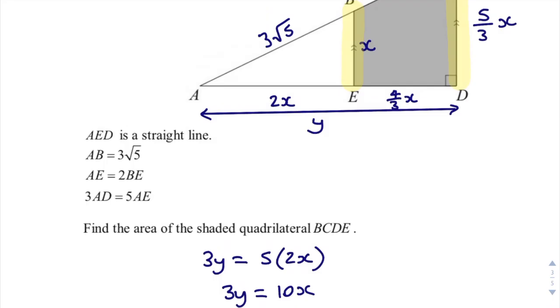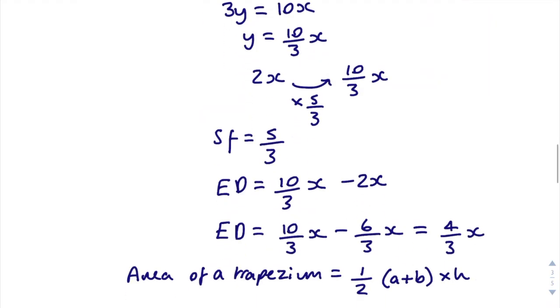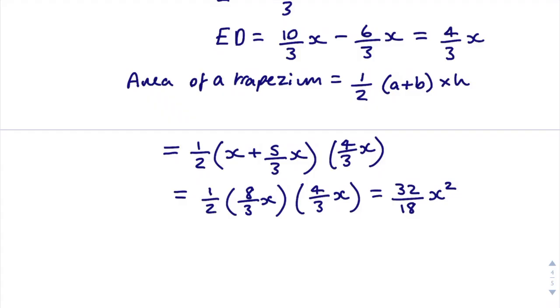Now, the question doesn't say find an expression. We actually want to work out what the area of this trapezium is. So what we can do is look at this smaller triangle, ABE, and because we know that the length of AB is equal to 3√5, we could use Pythagoras' theorem to get a value for x squared. And then we could substitute that value of x squared into our expression for the area of the trapezium.